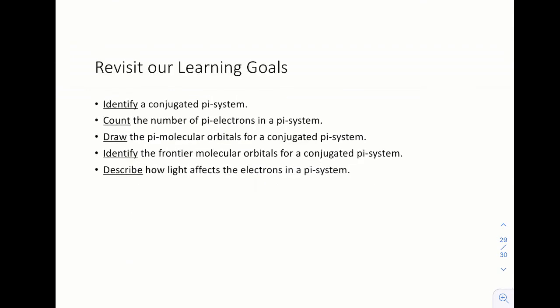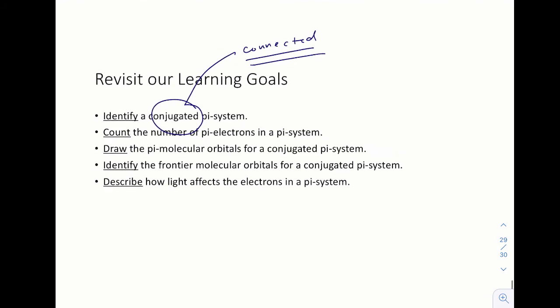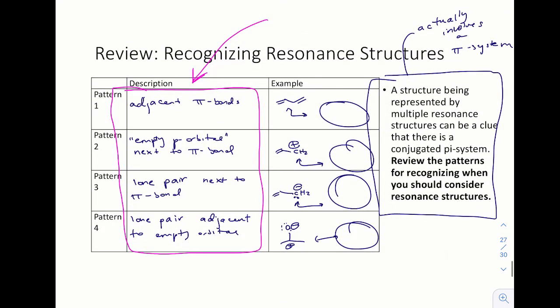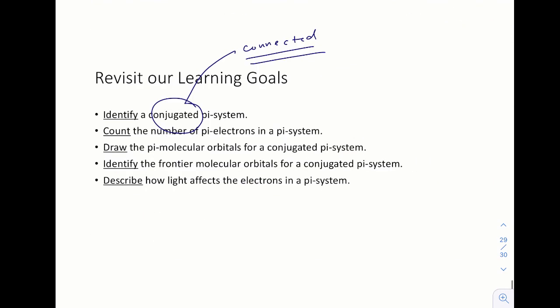Can you identify a conjugated, connected pi system? I think you can, because I know that you can recognize when a molecule should be described by resonance structures. And that is a clue that a conjugated pi system exists and is the best way to describe a molecule. Be sure that you can count the number of electrons in a pi system. The trick for this is really drawing the resonance structures and thinking about the curved arrows.